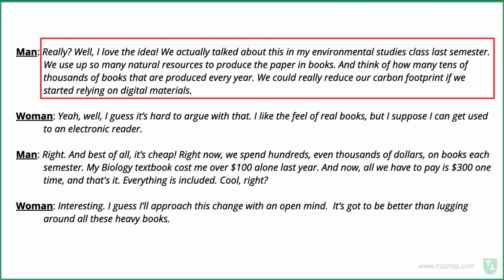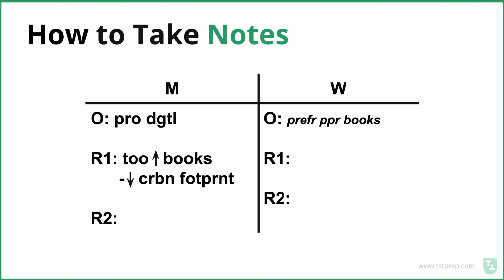And then I hear the man. Really? Well, I love the idea. We actually talked about this in my environmental studies class last semester. We use up so many natural resources to produce the paper and books, and think of how many tens of thousands of books that are produced every year. We could really reduce our carbon footprint if we started relying on digital materials. So I wrote, he's pro-digital, he likes it. And he thinks there's too many books and they can reduce their carbon footprint. Okay, so that's what I wrote down.